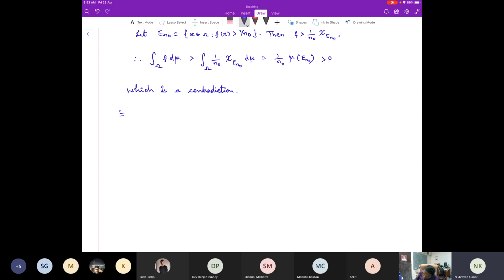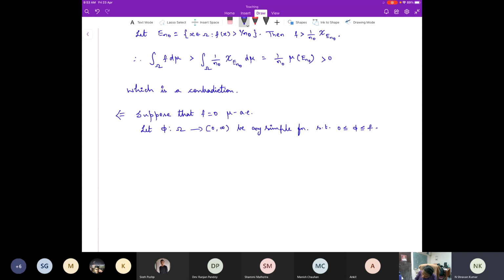Now let's prove the backward part. Suppose that f is equal to 0 mu almost everywhere. So let phi from omega to [0, infinity) be a simple function, in fact any simple function, such that 0 is less than or equal to phi less than or equal to f.